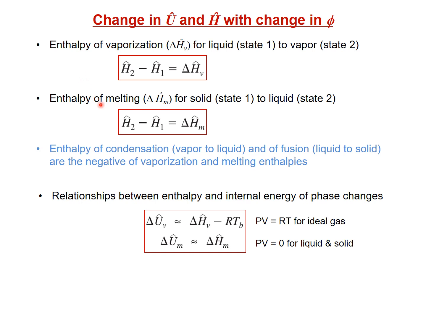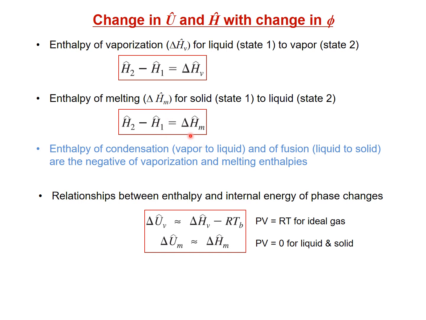The other thing, enthalpy of melting for solid to liquid, which is called the enthalpy of melting. I mean delta H-caret M. So those two enthalpy terms are relevant to the change in phase from liquid to vapor and solid to liquid. Enthalpy of condensation, vapor to liquid, I mean the backward process of the vaporization, or the next one is fusion, which is the backward process of the melting. Then the value of enthalpy of condensation and fusion is the negative of the vaporization or melting enthalpy.